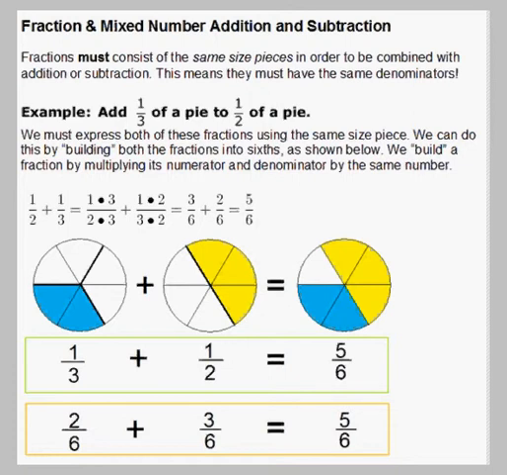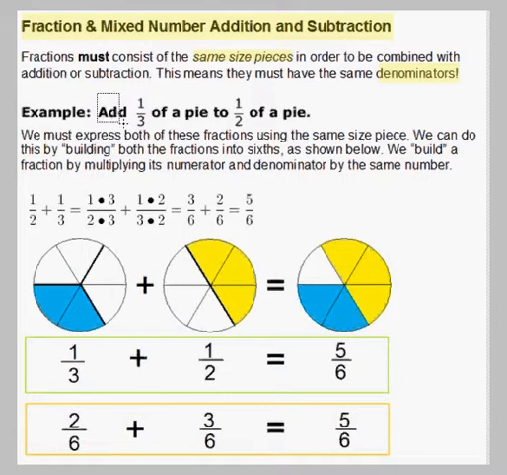In this video, we're going to look at fraction and mixed number addition and subtraction. Fractions must consist of the same size pieces in order to be combined with addition or subtraction. And that means they have to have the same denominators, because denominators tell you the piece size. Let's look at an example.